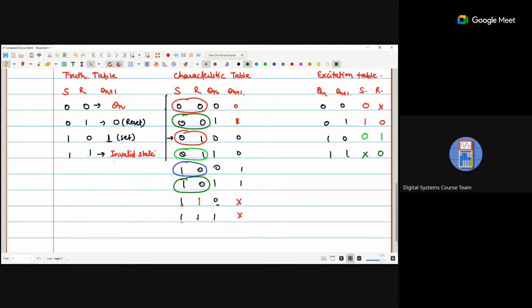If you want to remember this one, S is 0 1 0 cross. R is, from this one, 0 1 0 cross.